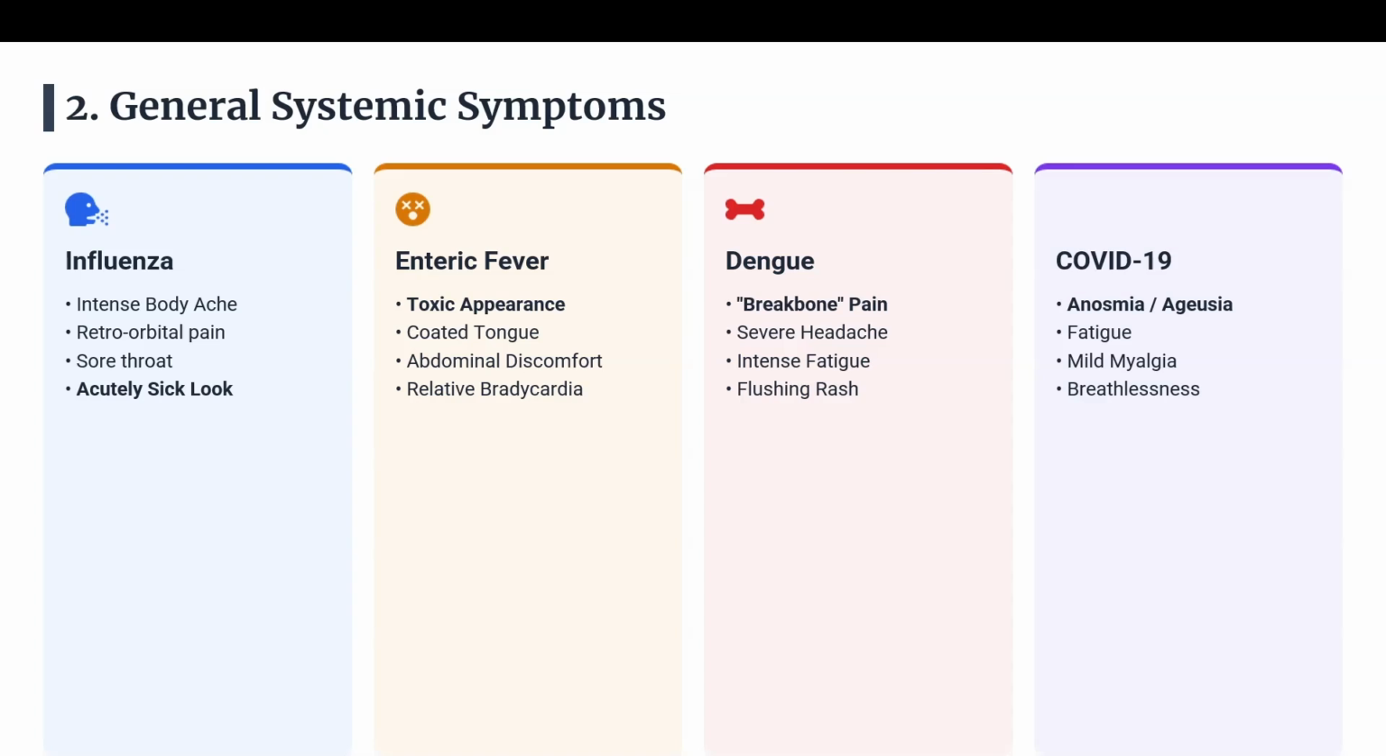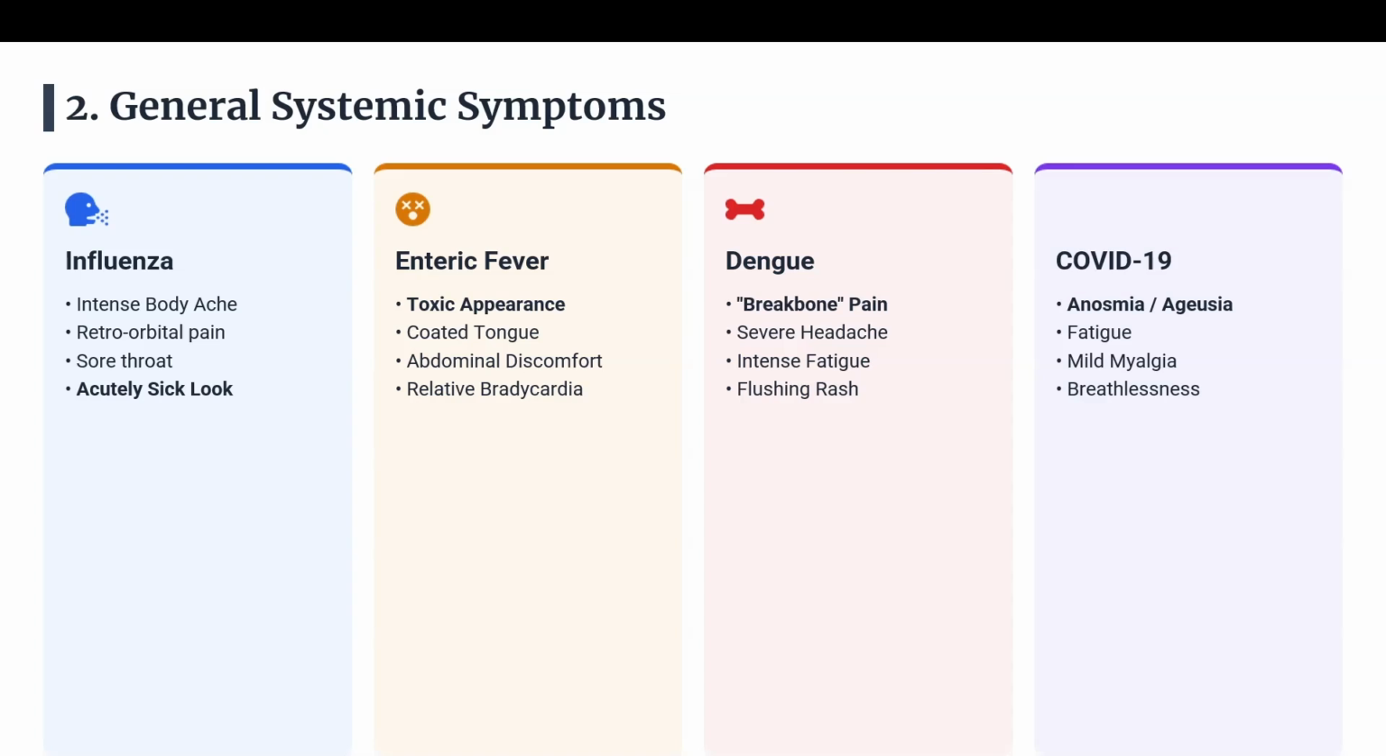For enteric fever, the patient usually presents around day 3, day 4, or day 5. They would have even tried basic antibiotics or basic analgesics from outside hospitals before coming to the emergency. The patient will have a toxic appearance, and a coated tongue is yet another important finding in enteric fever. Ask the patient to show their tongue. It will be coated in most cases of enteric fever. There will be mild abdominal discomfort and bradycardia, as previously discussed with the Faget sign.